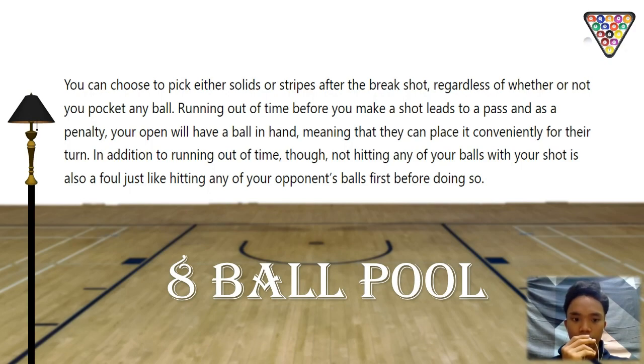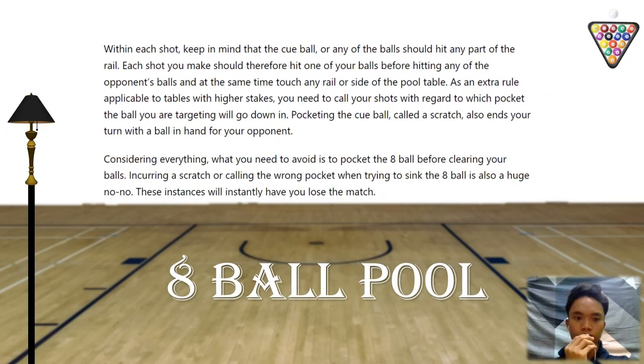In addition to running out of time, not hitting any of your balls with your shot is also a foul, just like hitting any of your opponent's balls first before doing so. Within each shot, keep in mind that the cue ball or any of the balls should hit any part of the rail. Each shot you make should therefore hit one of your balls before hitting any of the opponent's balls, and at the same time touch any rail or side of the pool table.